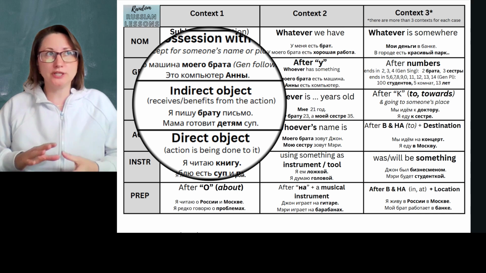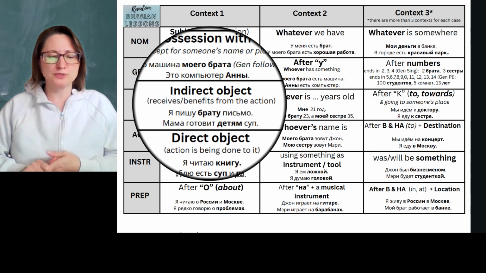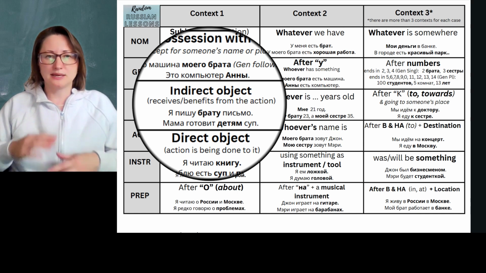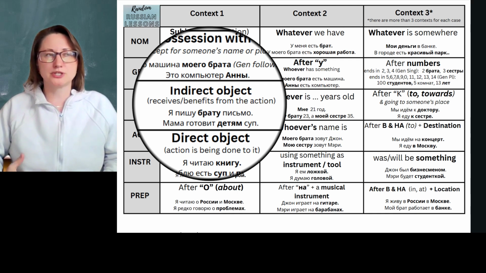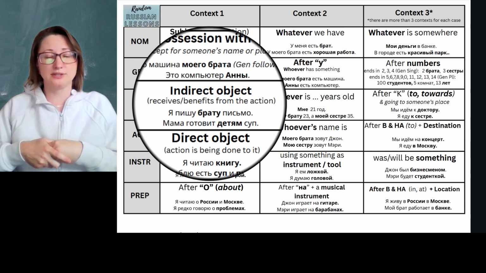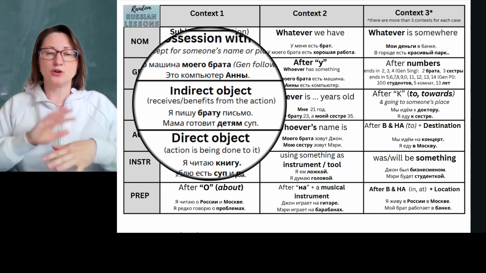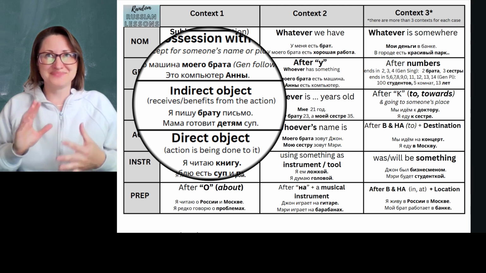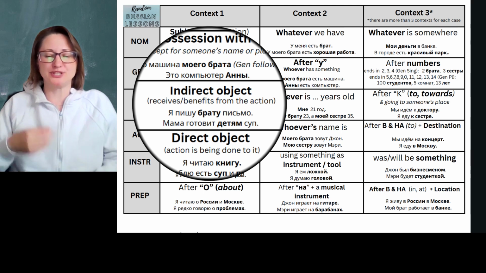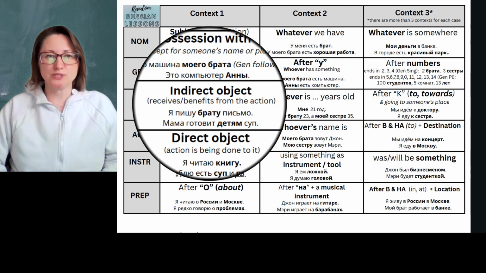Now, if you're very good with grammar terms, you can look up intransitive verbs in Russian and read about it from a more serious grammatical point of view, because the indirect object goes with a lot of the intransitive verbs in Russian. Now, if all these grammatical terms are scary to you, let's just focus on the indirect object. So here is how I explain it to students.